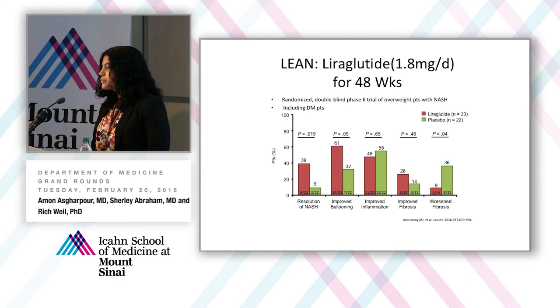So in this randomized double-blind trial of overweight patients with NASH, including patients with diabetes, there was a resolution of NASH in 39% of the patients in the liraglutide group, and improved ballooning in 61% of these patients, and there was no worsening of the fibrosis. So this is promising, to see medications that can be used to treat diabetes and obesity can also be used to reverse NASH.